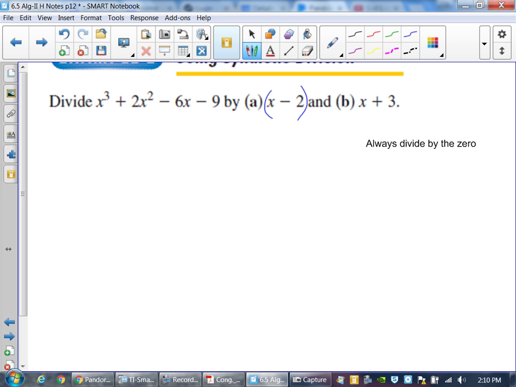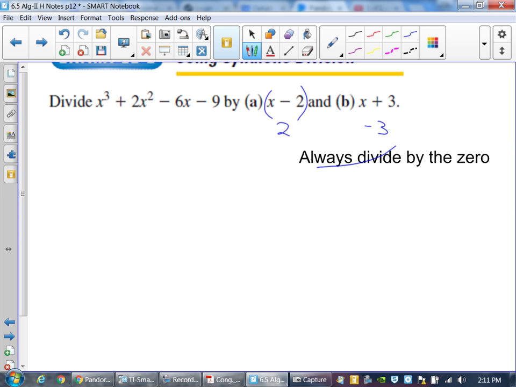Remember how we've always talked about what's the difference between a term, what's in parentheses versus it's 0? If the term is x minus 2, what's the 0? 2. My 0 would be 2. If my term is x plus 3, what's my 0? Negative 3. When you're using synthetic division, you are always, always, always dividing by the 0 of the term. Okay? And there's actually no division in this at all. It's a lot of multiplying and adding. Let me show you what happens.